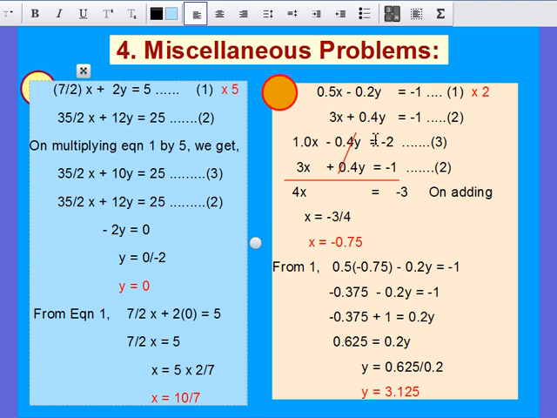That way it is. Now here this is given in decimal, though you may not get decimal type, but if it comes then you can give the answer in decimal or fraction. 0.5x minus 0.2y is minus 1. 3x plus 0.4y is minus 1. So 4y and 2 is matching, so I can multiply simply by 2. I got y cancelled. So I got 4x is minus 3, x is minus 3 upon 4. You can write 0.75 negative, and when you substitute you get the answer in decimal form only, y equal to 3.125.